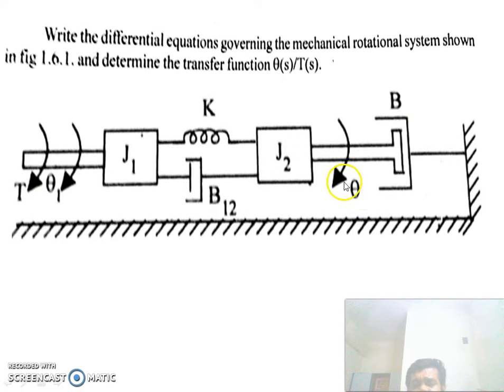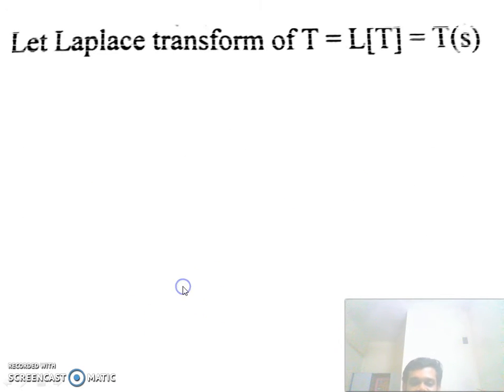Due to this applied torque, an opposing torque is also developed in J2. That is TJ2 equal to J2 into d square theta by dt square, and the opposing torque due to B is TB equal to B into d theta by dt, and due to the spring K, TK is equal to K into theta minus theta 1, and due to B12, TB12 is equal to B12 into d by dt of theta minus theta 1. So now we are going to see the free body diagram.